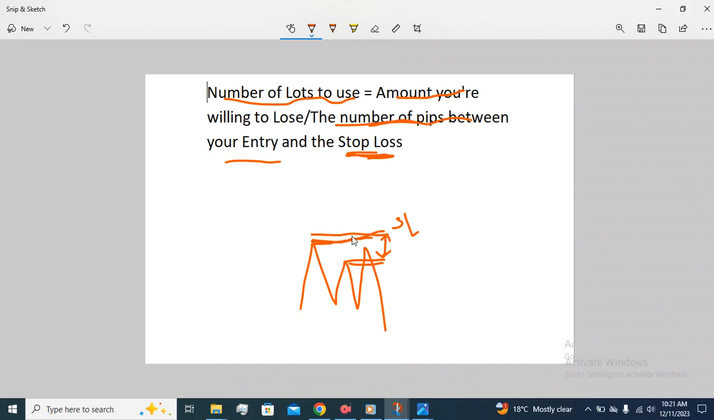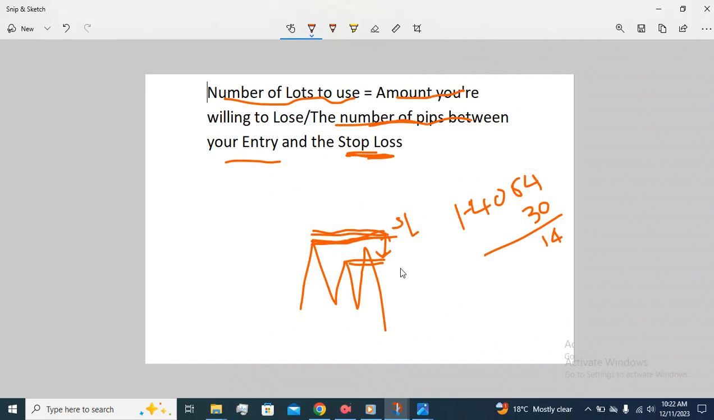For example, if this level right here is maybe 1.408084, you should also consider the broker spread. For example, mostly the broker that I use on GBP USD usually has a spread of 30 pips, right? So that you put your stop loss right above that high.